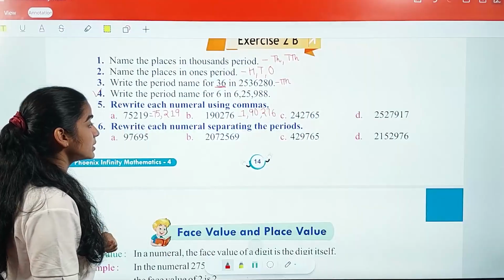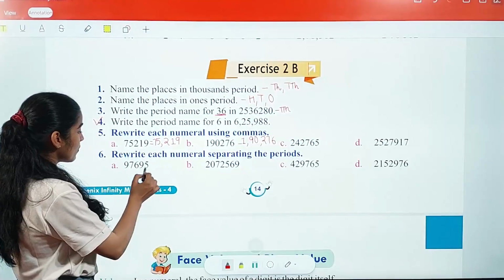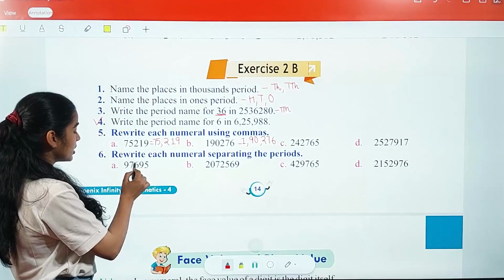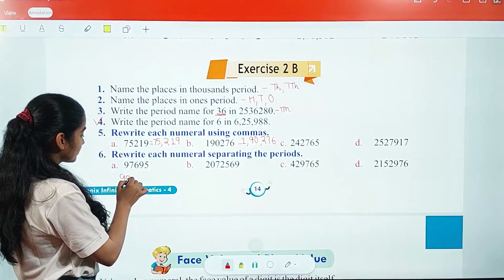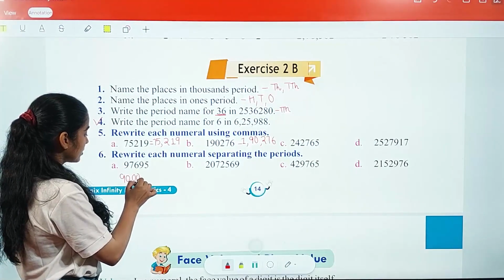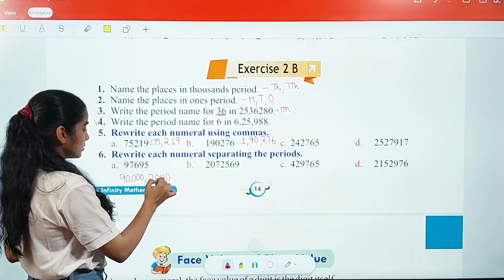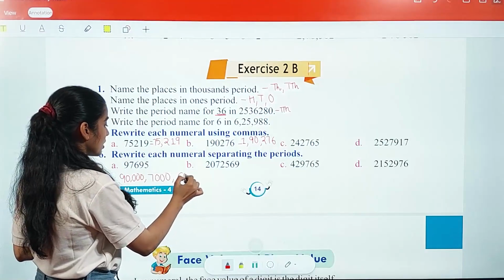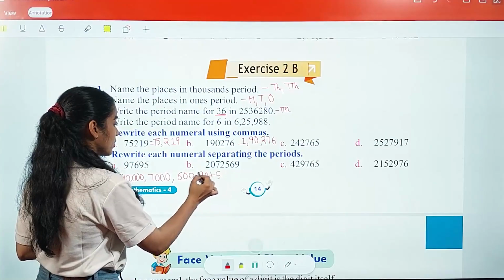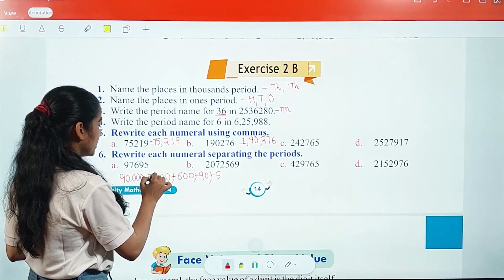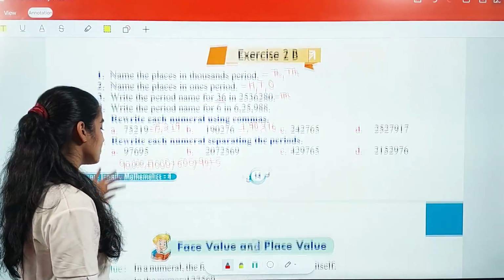Rewrite each numeral separating the periods. So now what do we have to do? We have to separate the periods. In the first period we have ones, tens, 100, 1,000 and 10,000. So 90,000, then 7,000, then 600, then 90 and then 5. You can also use the plus sign between them. Simply repeat the same manner for the rest of the three parts you have.